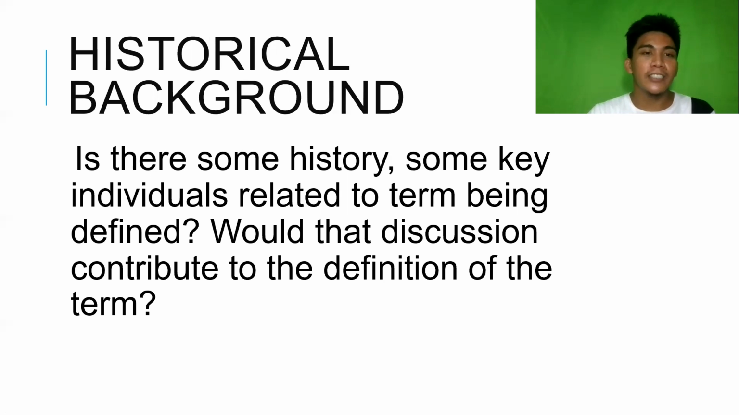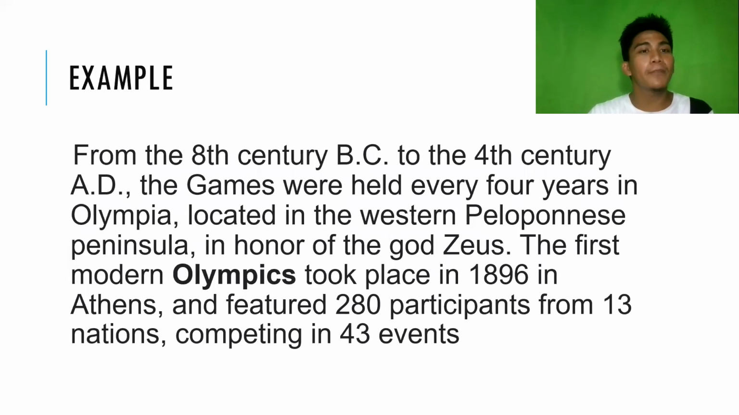Historical background. Is there some history, or key individuals related to the term being defined? Would that discussion contribute to the definition of the term? For example, from the 8th century BC to the 4th century AD, the games were held every 4 years in Olympia, located in the western Peloponnese Peninsula, in honor of the god Zeus. The first modern Olympics took place in 1896 in Athens. It featured 280 participants from 13 nations competing in 43 events. So it's the history of the Olympics.